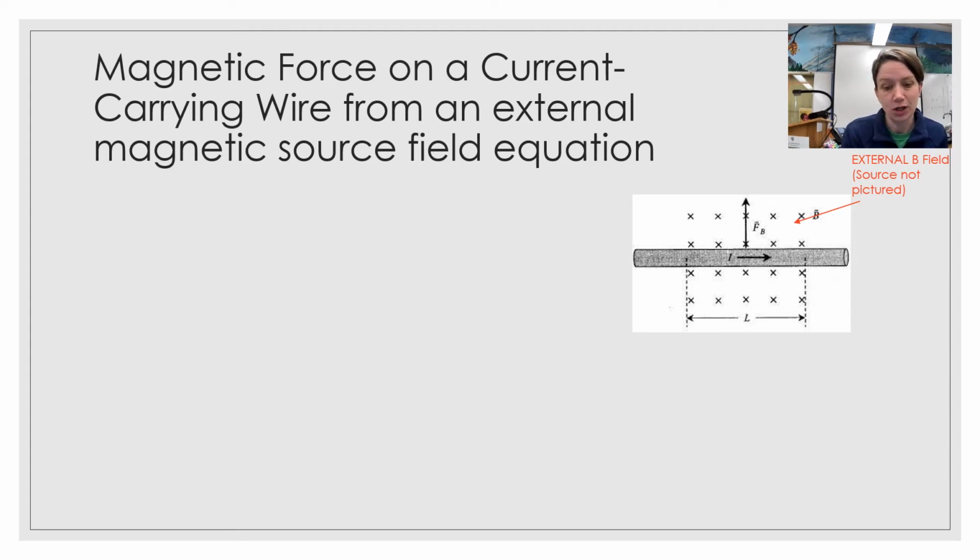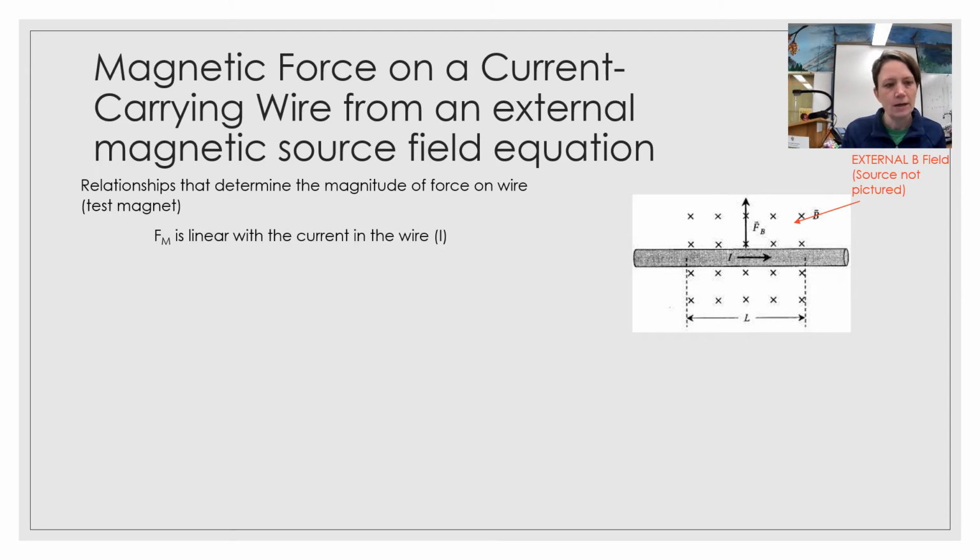That's not shown in this picture, and the reason is because the wire's own magnetic field does not affect itself, right? You have to have two objects. That's how we have an interaction. So the wire is in a different object's magnetic field, and that would be the setup to find the force on the wire. There are three relationships that are going to determine the magnitude of the force on this wire.